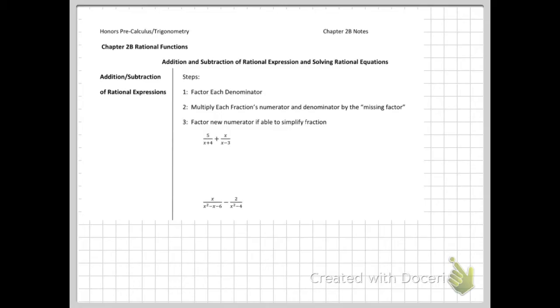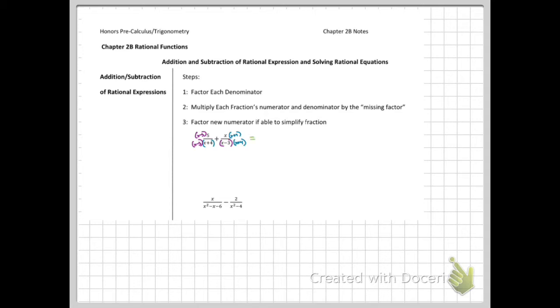Example 1, they're already factored. So x plus 4 is already factored, and x minus 3 is already factored. So clearly the first fraction is missing x minus 3. So I'm going to multiply the top and the bottom by x minus 3. And the second fraction is missing the x plus 4. So I'll multiply top and bottom by x plus 4. So you're just multiplying by 1.